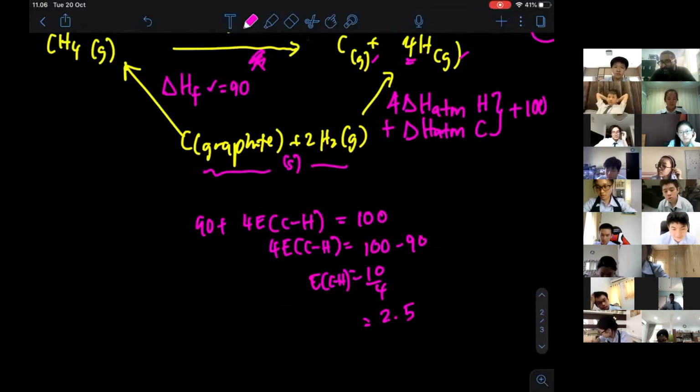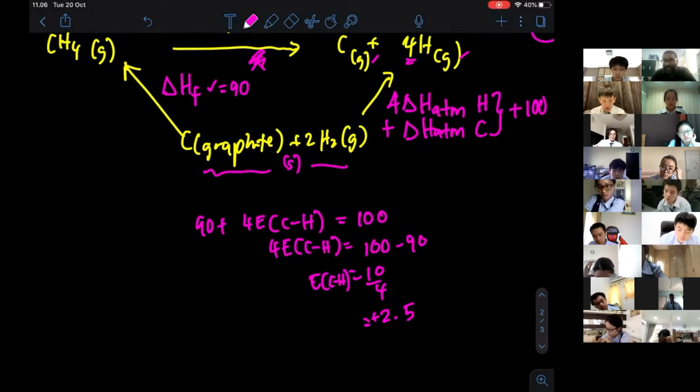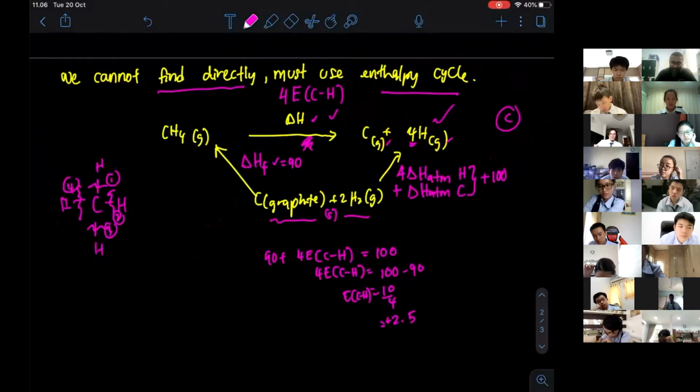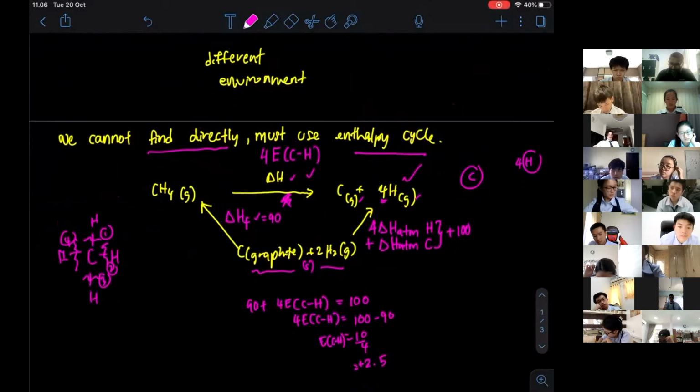Can you understand this? Always remember to put a plus. Bond enthalpy is always going to be positive, because it's the energy used to break the bond. So this is how you calculate indirectly using Hess's law, because you cannot calculate directly. This is going to be one of the methods.